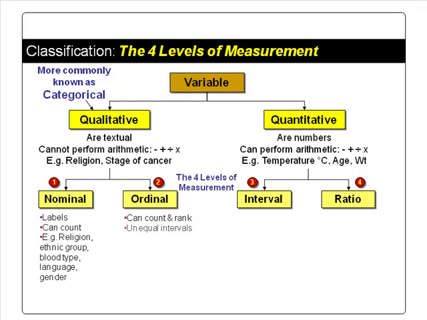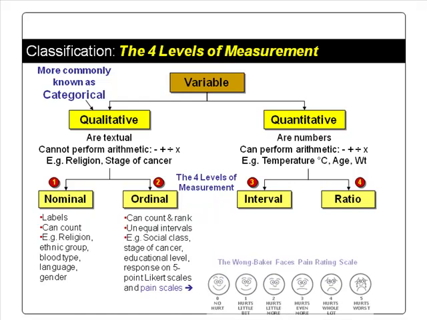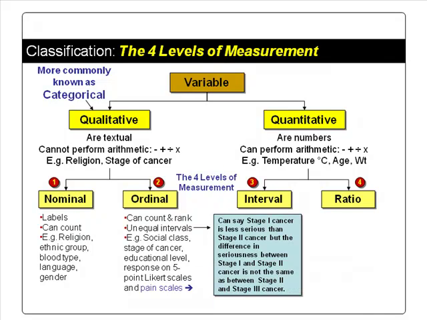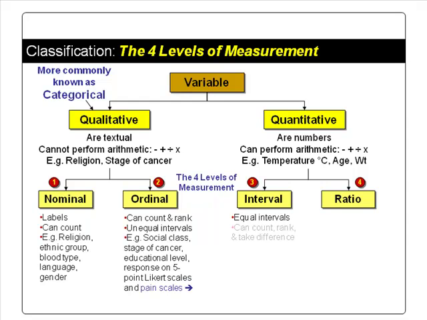However, the differences between these intervals are of unequal magnitudes. For example, a person with stage 1 cancer is less serious than a person with stage 2 cancer. But the degree of seriousness between stage 1 and stage 2 cancer may not be the same as that between a stage 2 and stage 3 cancer. An interval variable allows you to count, rank, compute, and compare differences between objects.